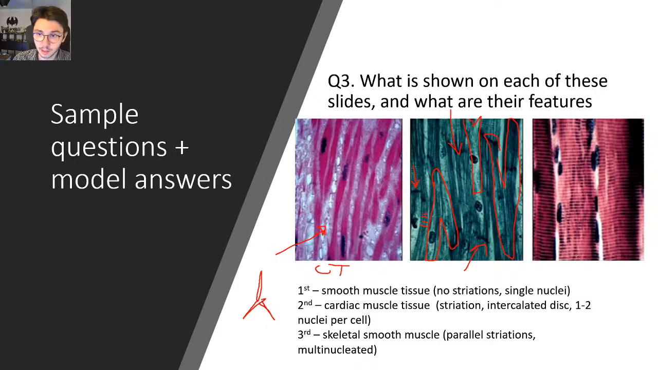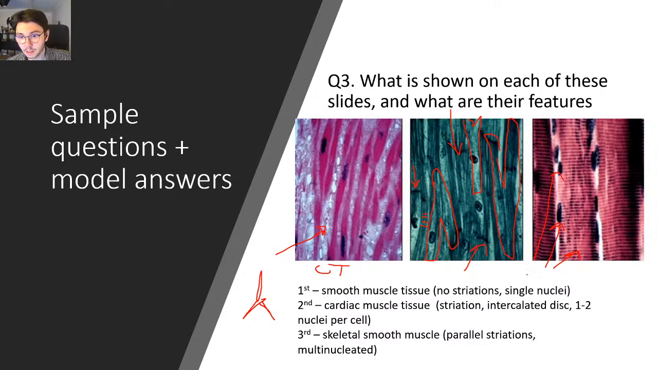Finally, it's the skeletal muscle, and it's pretty obvious here. The striations are right here. You know, it's well striated, and they're parallel. They're multinucleated because we have 1 nucleus here, 1 nucleus here. This is all just 1 cell. And yeah, so this is how you basically figure it out.